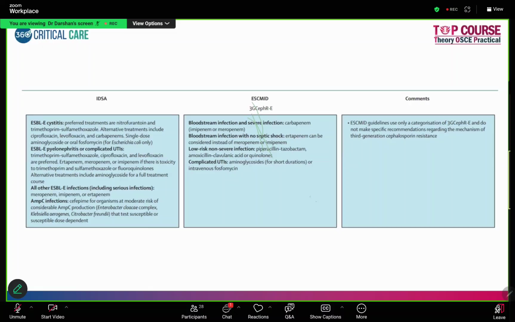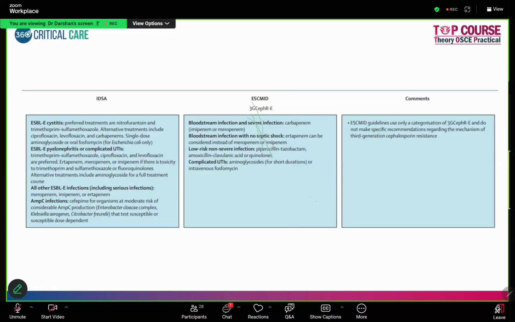ESBLs. Okay, so the ESCMID guideline is actually a little way back. They're still not upgraded, but IDSA is the latest one. So if you remember one, I think it's more than enough. Because again in ESCMID there are certain differences which are seen, and probably we might get confused.